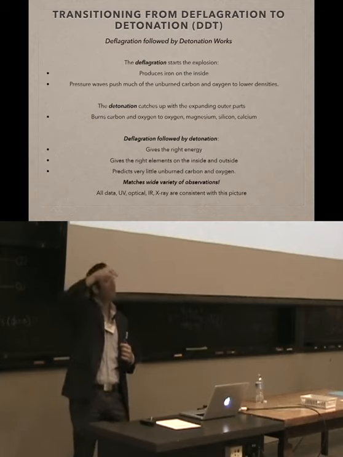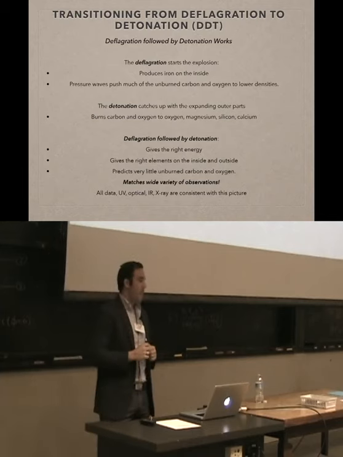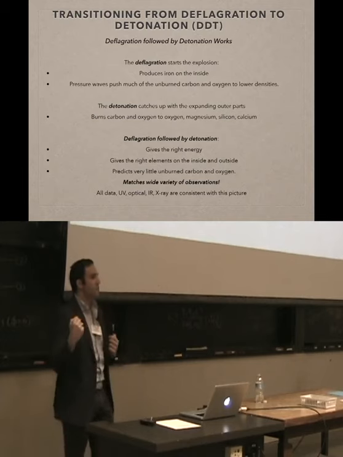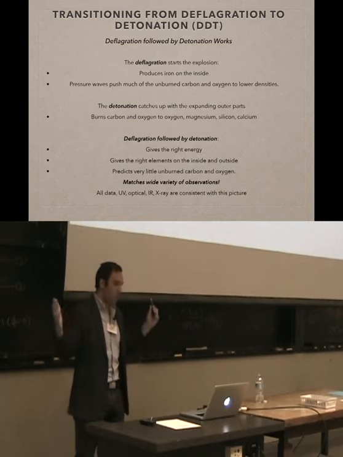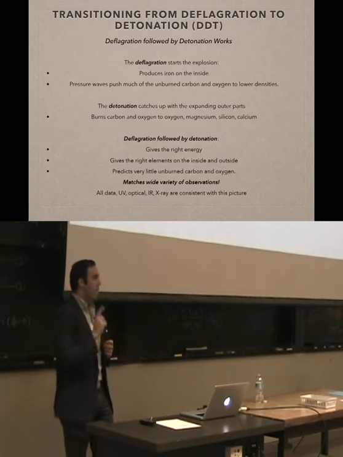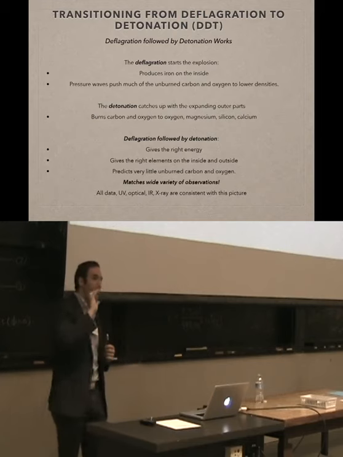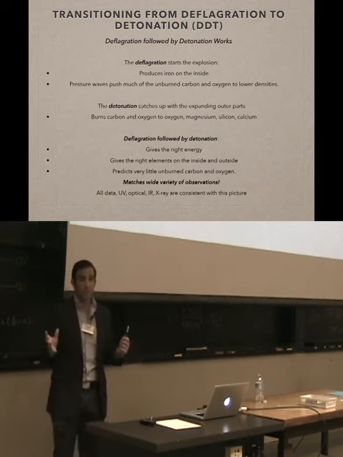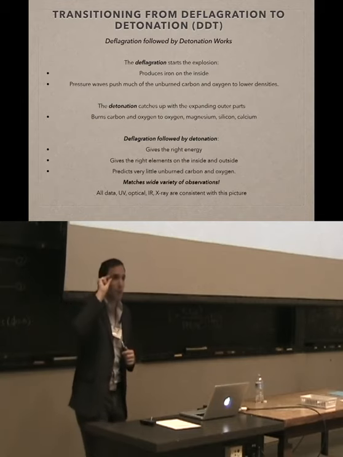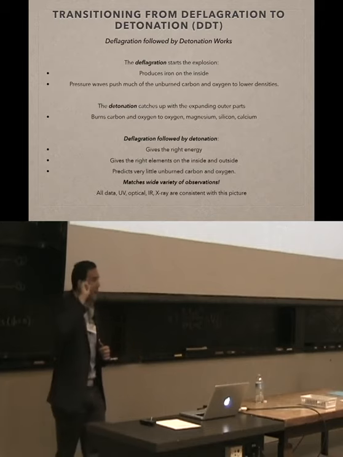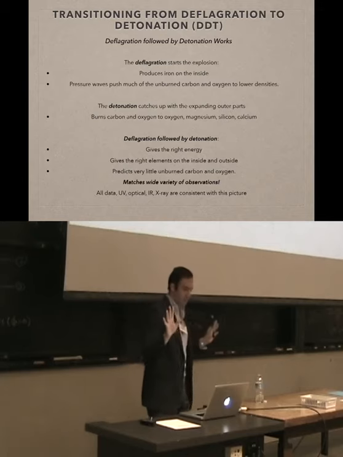You have a propagating flame outwards, from the center outwards, that eventually transitions to a detonation and starts expanding and blowing up the entire white dwarf. Now, this transition is important because it allows for enough iron to be made at early times, but also for enough unburnt carbon and oxygen material to be left behind, which is what you really need to explain the spectral properties.